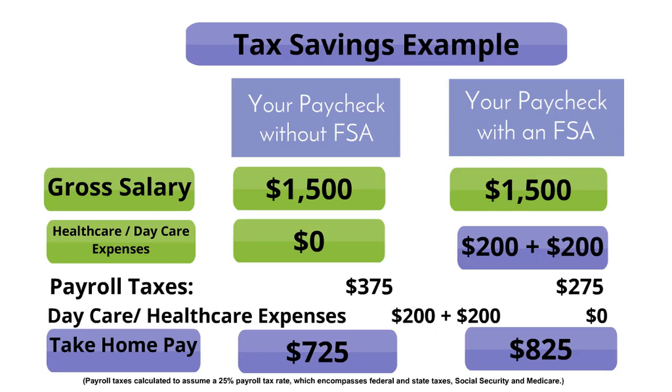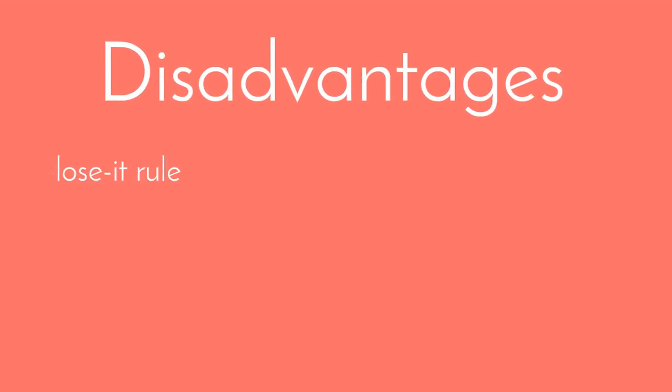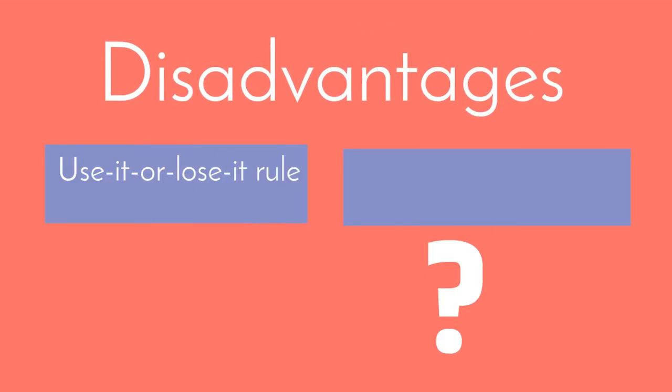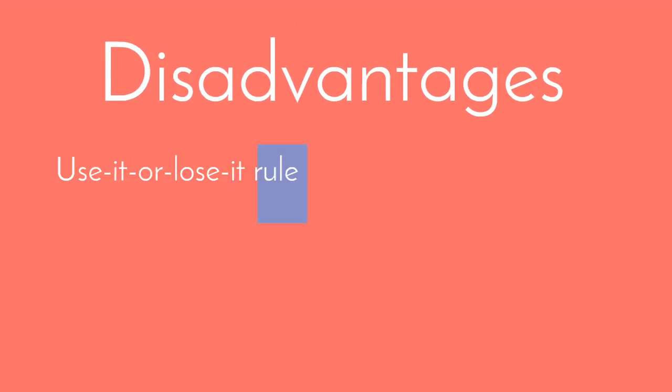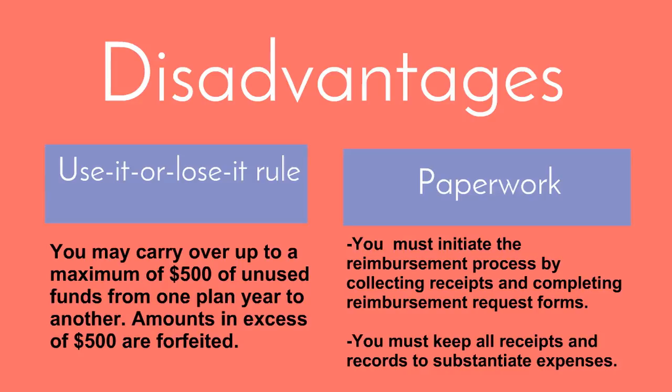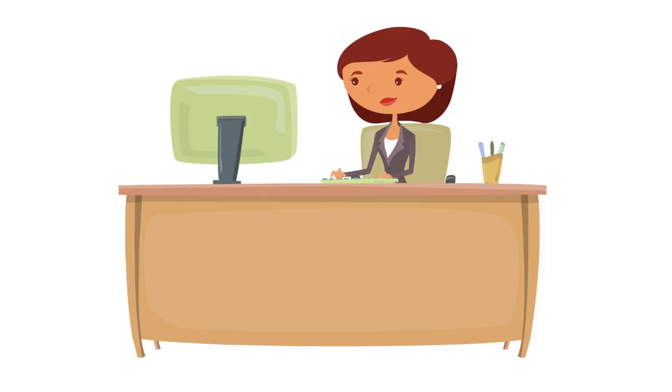Let's take a look at disadvantages of FSA. Use it or lose it rule. In other words, if you don't use the funds, you lose it. However, you may carry over up to a maximum of $500 of unused funds from one plan year to another. Also, there is paperwork. You must initiate the reimbursement process by collecting receipts and completing reimbursement request forms. You must keep all receipts and records of expenses.